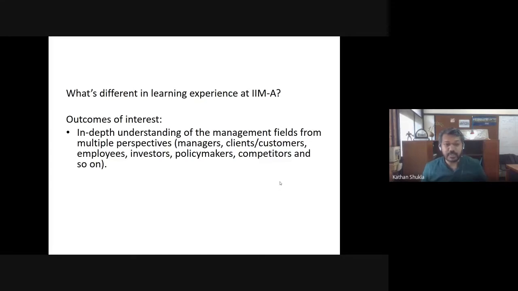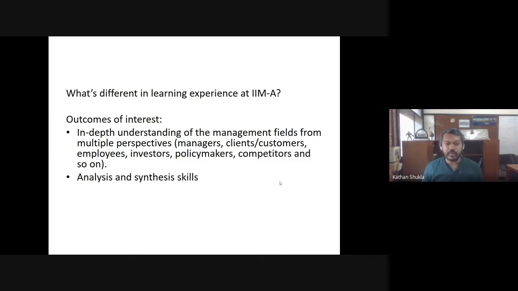Of course, our students by the end of this two-year MBA program should have an in-depth understanding of all sorts of management fields. That's why it's called the general management program. And from multiple stakeholder perspectives, the understanding can't be just for the manager. The person also needs to understand the client side, the customer side, the employee side, the investor side, the policymaker side, even the competitor side. From all these different perspectives, the person needs to understand. So this in-depth understanding needs to be there. Hence we use a lot of case study methods in our institute. We practice a lot of case study because this is one of the biggest outcomes that we are interested in.